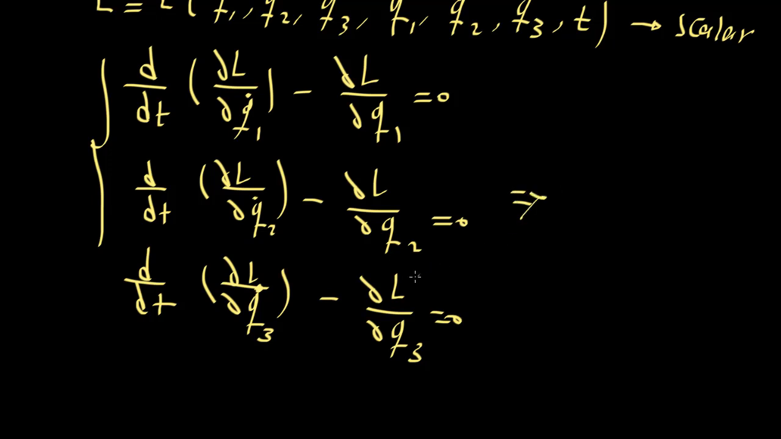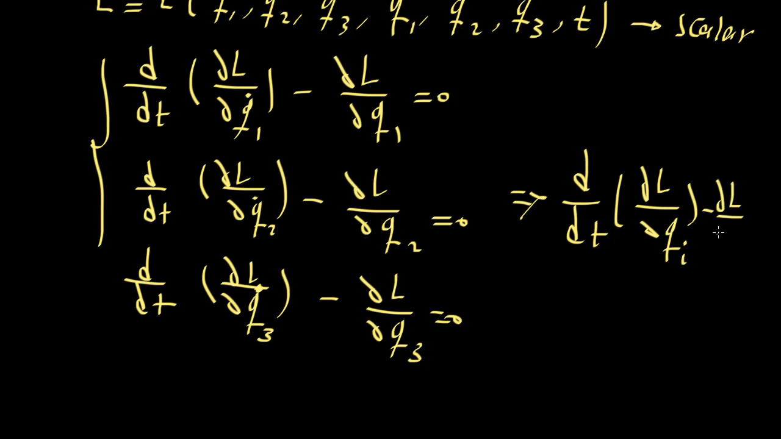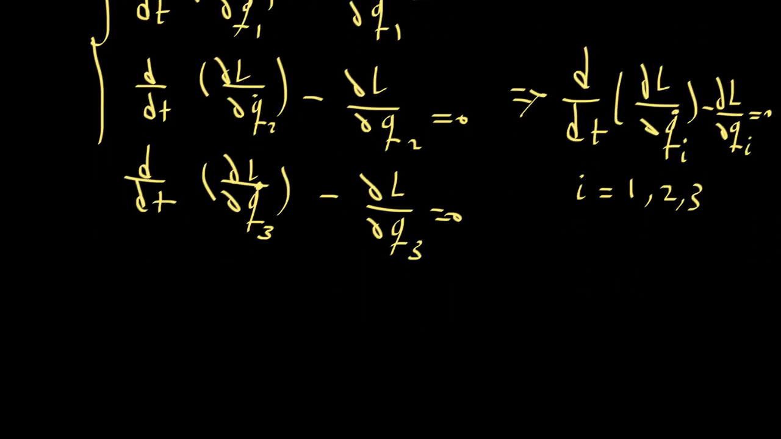Or an easier way to show this is just to show that d over dt, derivative of L with respect to qi dot, minus derivative of L with respect to qi equal to 0, and i is equal to 1, 2, 3. So we get 3 equations, scalar equations, and these 3 equations give us the governing equations of motion for a particle in space in general.